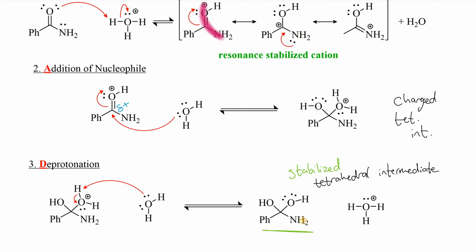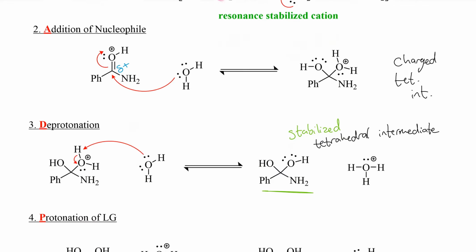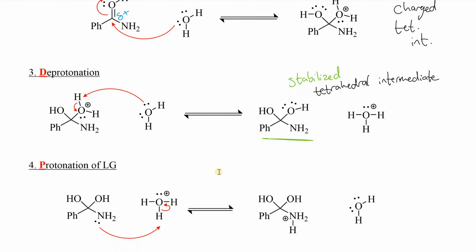Remember, the goal is to form the carboxyl group. And in this case, in acid, it's the carboxylic acid. So we need to remove this nitrogen group here, this amine group. And that's accomplished by protonation. So now we've entered the elimination stage of this mechanism. We need to protonate the amine such that it becomes a good leaving group.